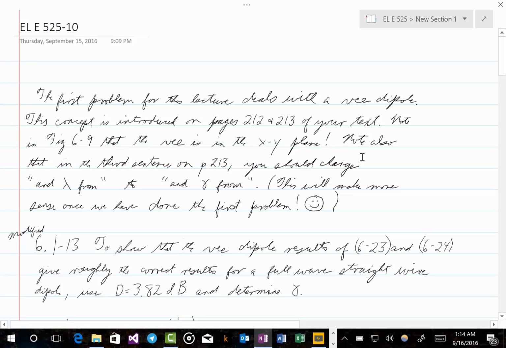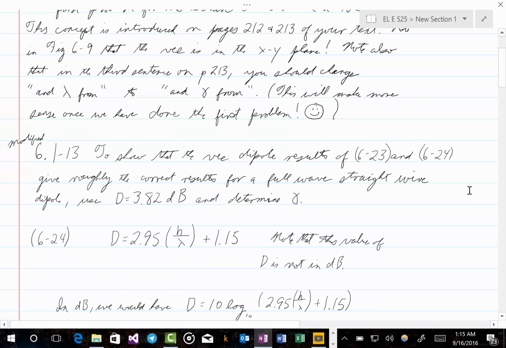And note also on page 213 in the third sentence, there's a little typo there, but I want you to be aware of it because it could be a little confusing. If you look in that third sentence on page 213, go to the phrase "and lambda from," and change that to "and gamma from." And as I say here, this will make more sense to you once we have done this first problem. Okay, so let's go ahead and jump into this first problem.